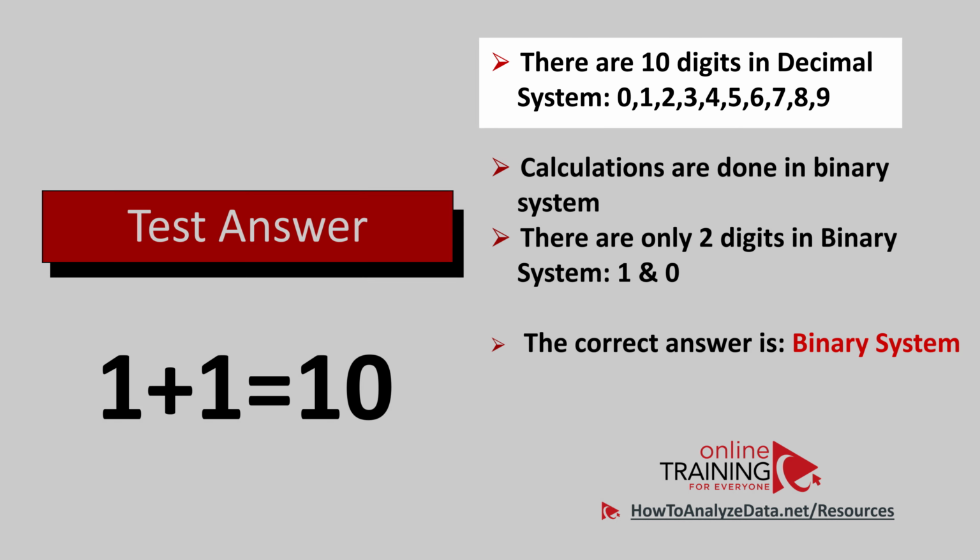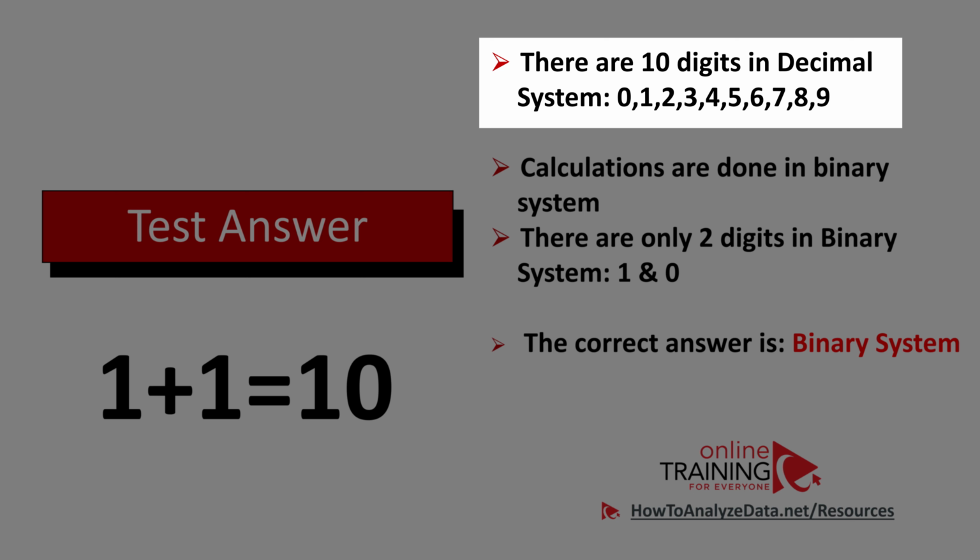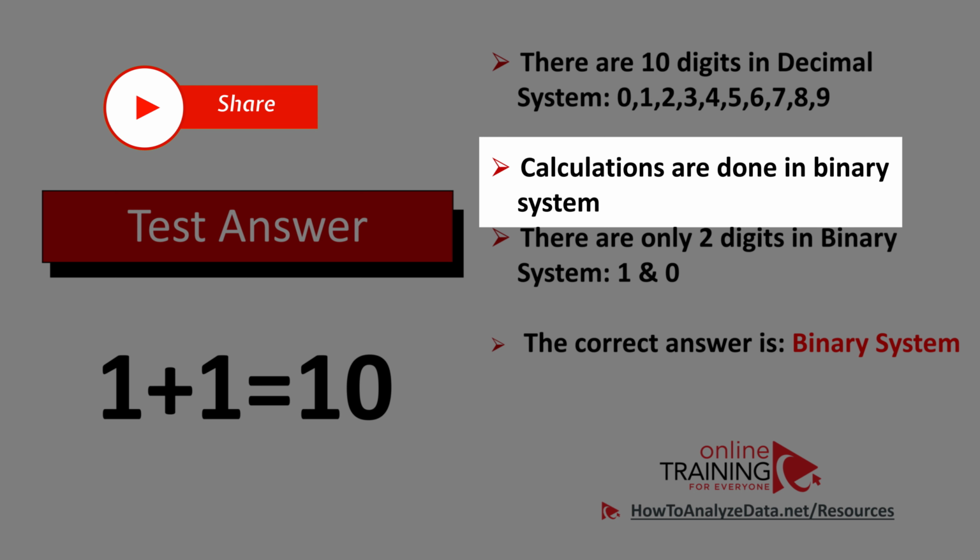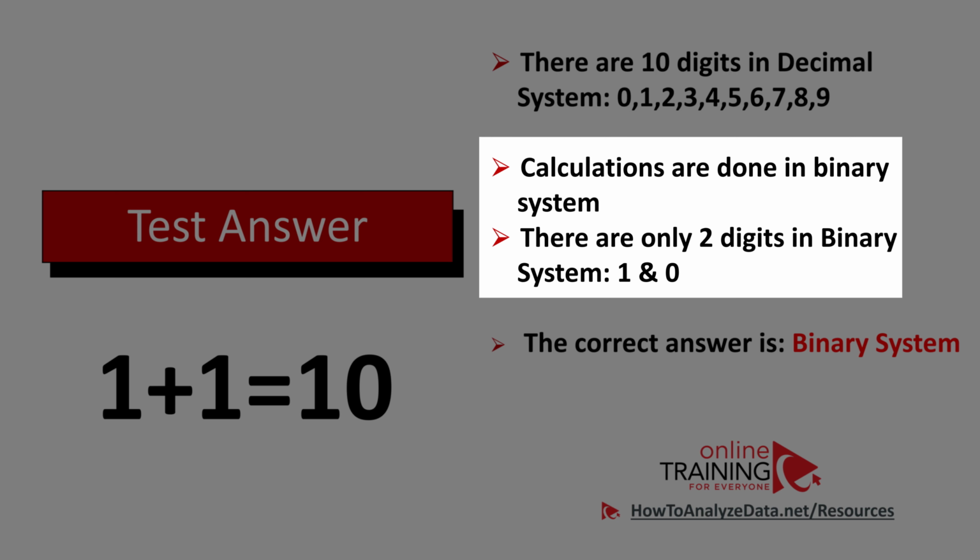Typically, when we do calculations, we use 10 digits in the decimal system. We use 0, 1, 2, 3, 4, 5, 6, 7, 8, and 9. But here, calculations are done in the binary system, and there are only 2 digits in the binary system, 1 and 0. So what happens when you do a calculation in the binary system and you add 1 plus 1? What looks like 10 in the binary system is 2 in the decimal system. So the correct answer is that this calculation is possible because of the binary system.